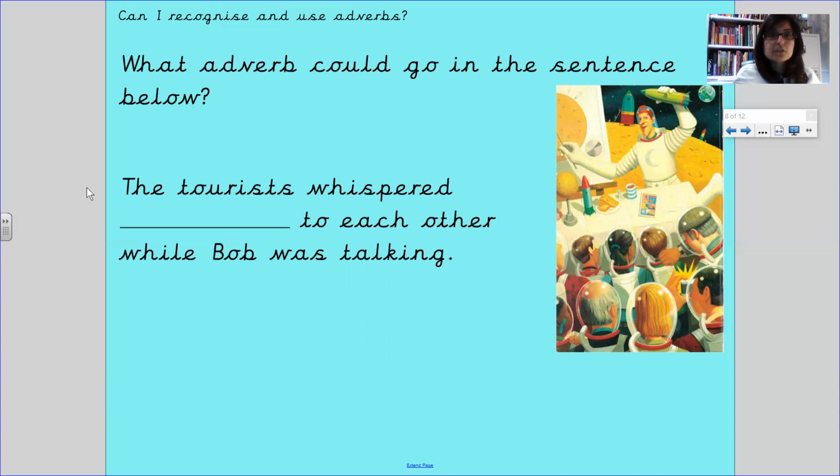Right, the tourists whispered softly, because if you're whispering, you're really quiet. Softly. See if I can get all my letters the right size. Softly. Am I writing not bad either today? The tourists whispered softly to each other while Bob was talking.